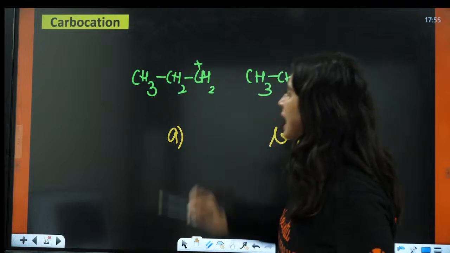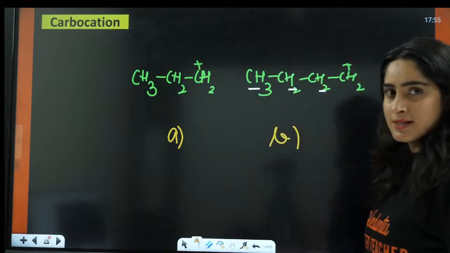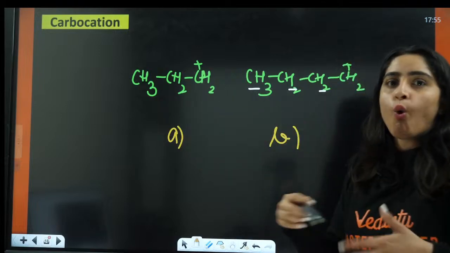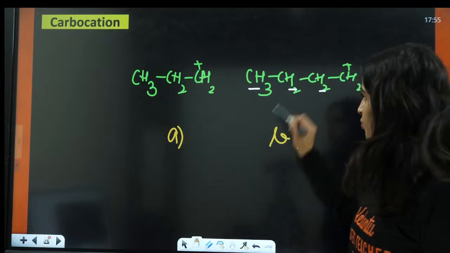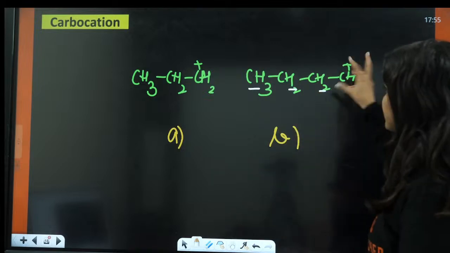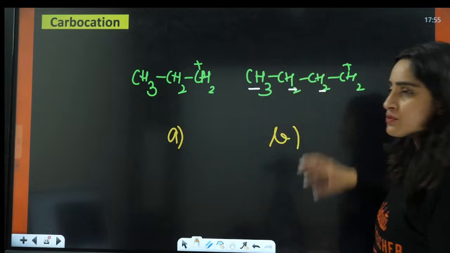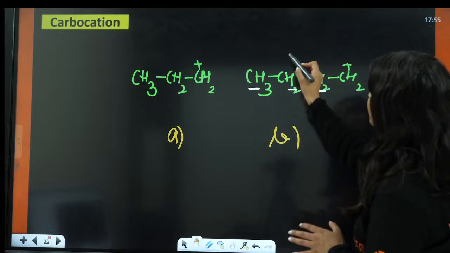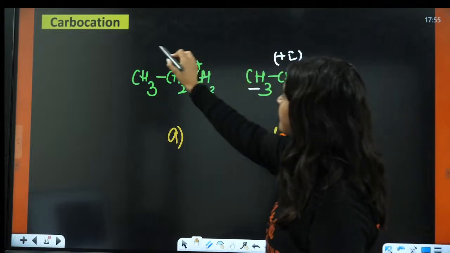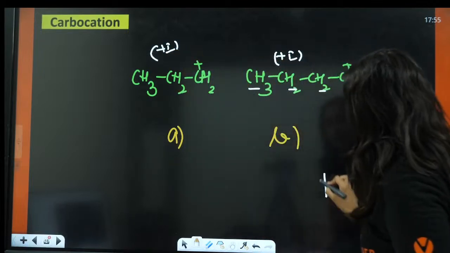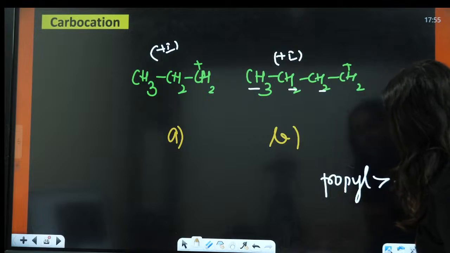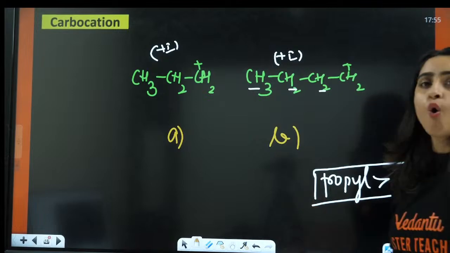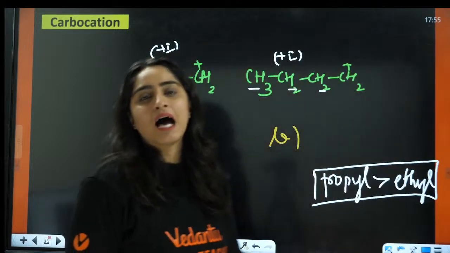Here you have 2 carbons. Here you have 3 carbons. So, as compared to 2 carbons, 3 carbons have more plus side effect. This is positive, so this will make it more stable. This also has plus side effect, but the plus side effect of propyl is more than that of ethyl.